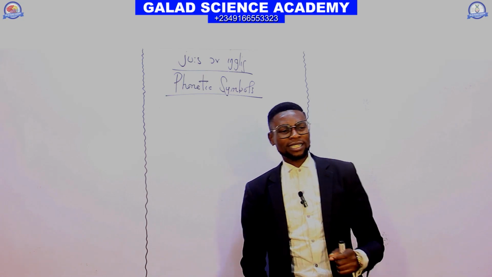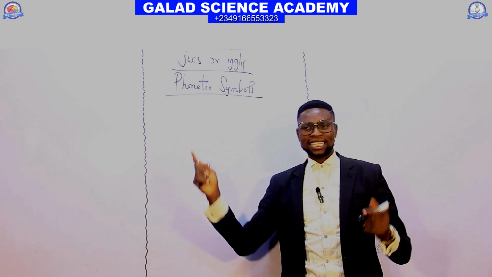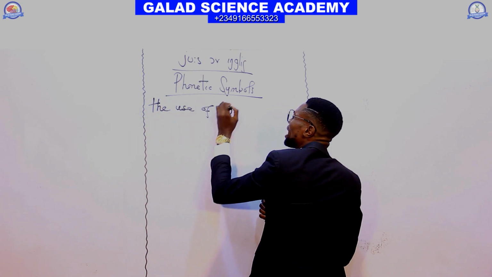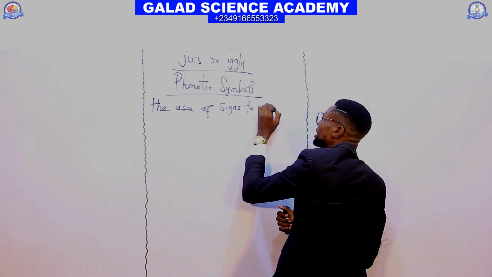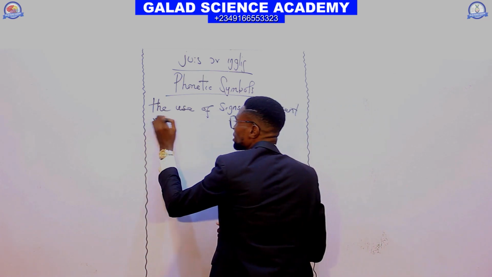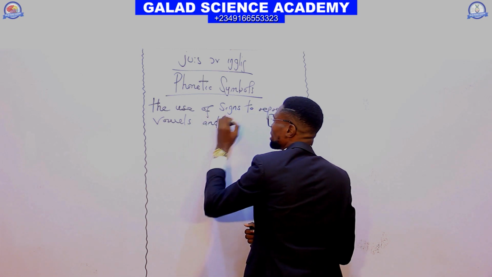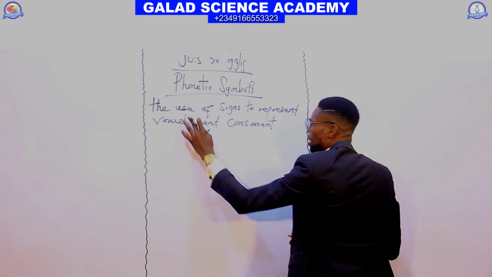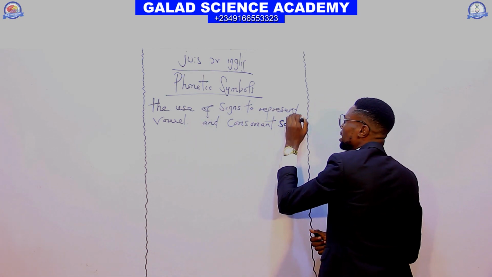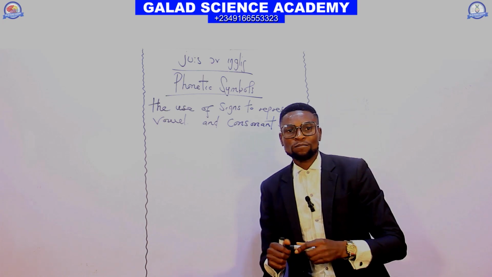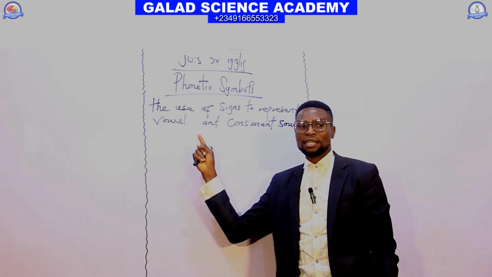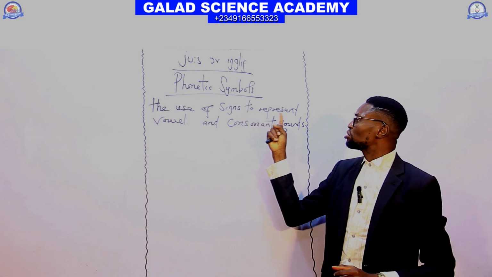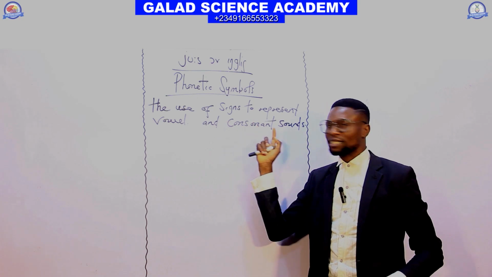Of course, phonetic symbols are the use of signs to represent vowel and consonant sounds. Let me make it clear that when we talk about phonetic symbols, there are signs that we deal with which are used to represent vowel and consonant sounds.